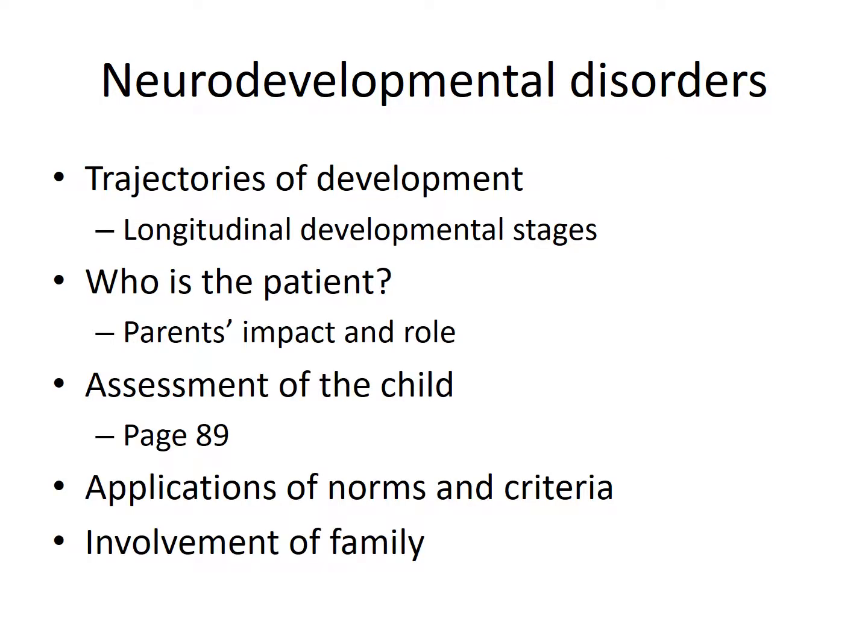So generally some things to think about. Read this, page 89, it's really good. Who's the patient, right? Is it the parents, and what's the role of the parents, etc.? You need to have the family more involved than you would in general. Where are they developmentally? Okay, longitudinal. Are these quote-unquote symptoms actually just due to their developmental stage? All these questions need to be considered when looking at neurodevelopmental disorders.